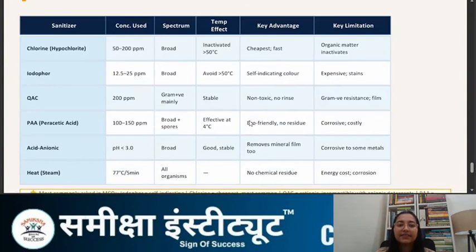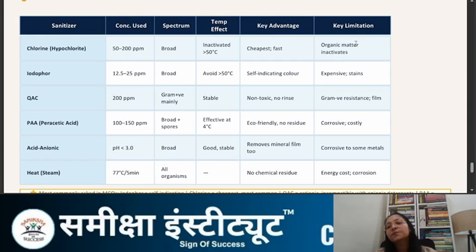So sanitizers, we studied about all the sanitizers. Let's have a quick recap of all these things, quick revision. So starting with the chlorine hypochlorite solution, 50 to 200 ppm is used. It is broad spectrum in nature, inactivated at more than 50 degrees Celsius temperature. So we need to ensure that when we employ this, the temperature should be less than 50 degrees Celsius. So it is very fast acting, then cheapest.